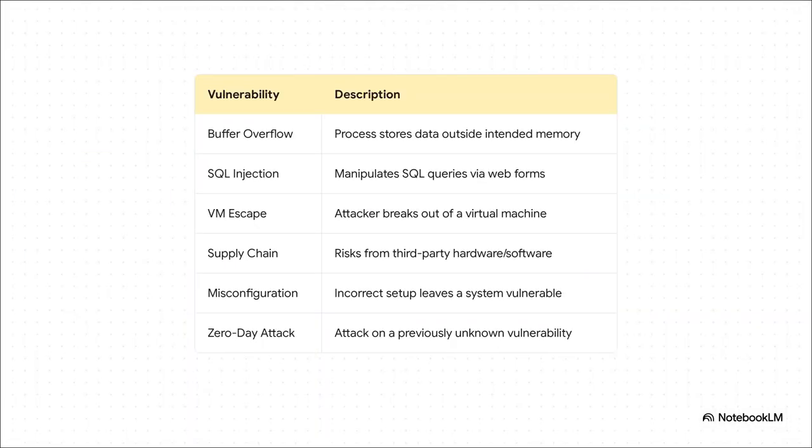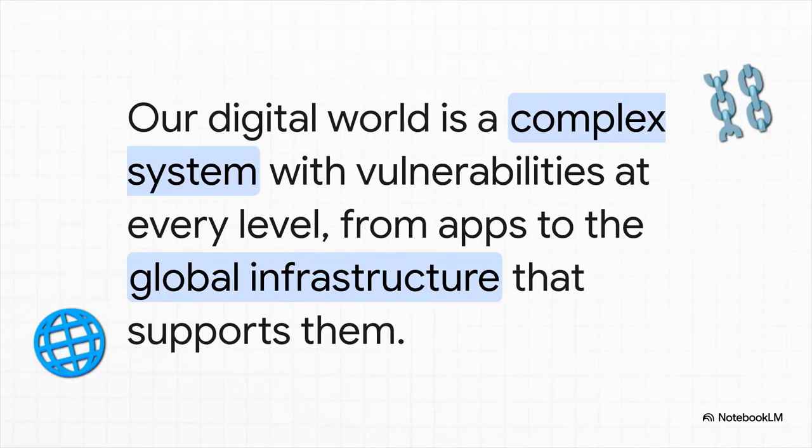Whew. Okay, let's just do a quick recap of this whole journey. We've gone from a single line of bad code that causes a buffer overflow all the way out to a hidden flaw in a global supply chain. We've seen how a simple mistake in setup can be just as bad as a super complex VM escape. Every single layer of our digital world has its own unique weak spots. So what's the big takeaway here? It's that our digital world is this incredibly complex, interconnected system. A vulnerability isn't just one thing. It's a potential weakness that can pop up at every single level, from the code in the app you're using right now to the massive global network that it's running on.